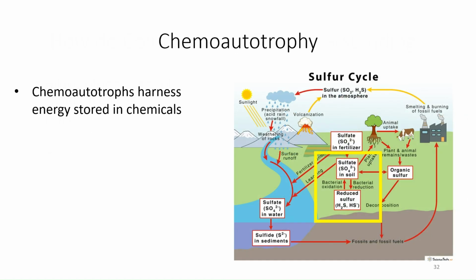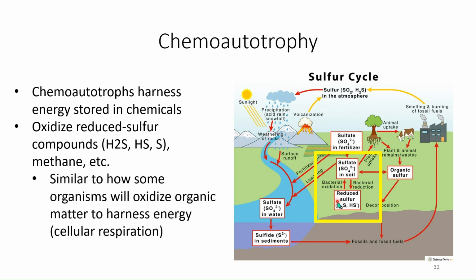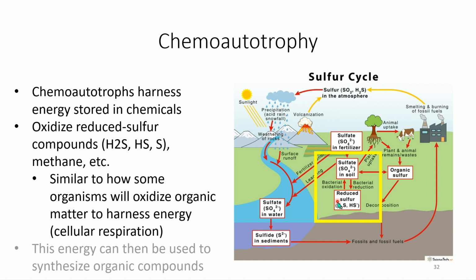To recap, chemoautotrophs are capable of harnessing energy from certain chemicals. An example of this would be bacteria that can oxidize sulfur, reduce sulfur, right? Such as hydrogen sulfide. And by oxidizing it, they can harness energy. This is similar to how some organisms will oxidize organic matter to harness energy, like cellular respiration. And then this energy can be used by the organisms to synthesize organic compounds, or autotrophy.